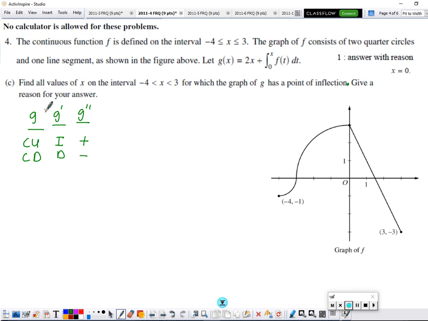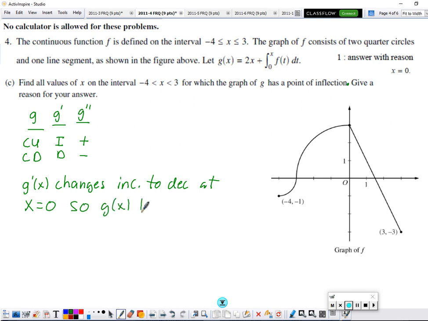I have a graph of G prime, I'm just going to use that. And right, G prime changes, increase, you can abbreviate, to decrease at x equals 0. So G has an inflection point at x equals 0. And that gives me a point.